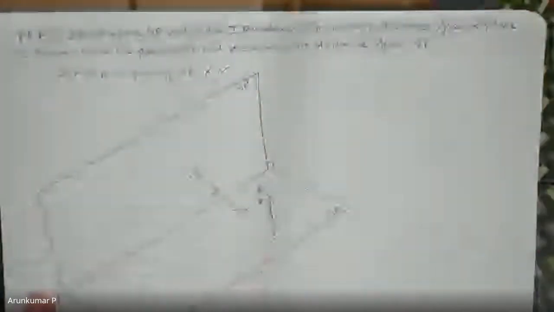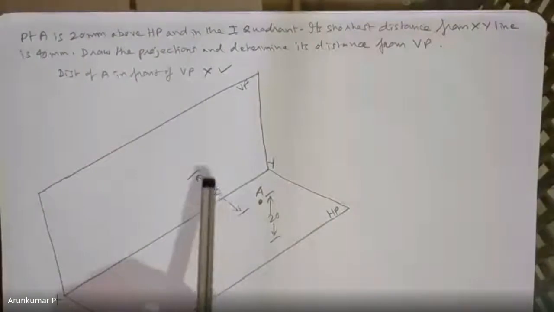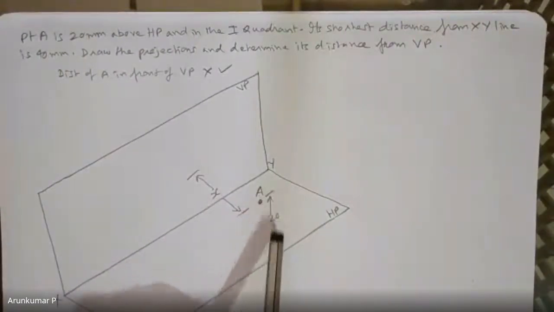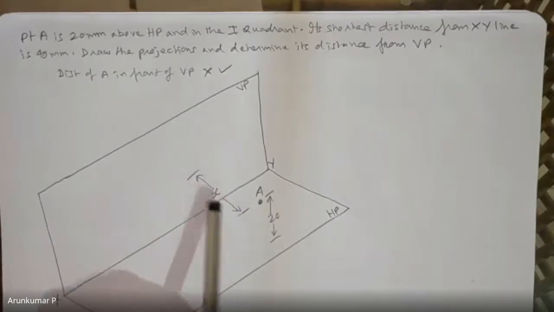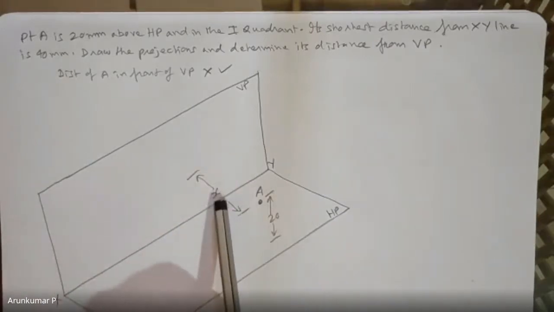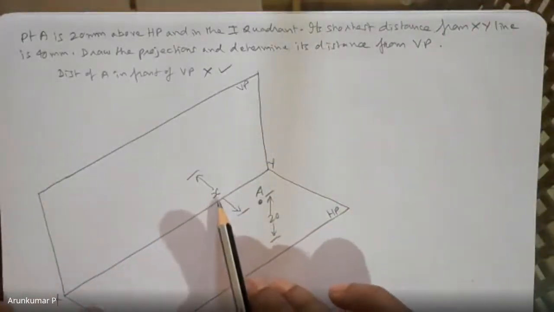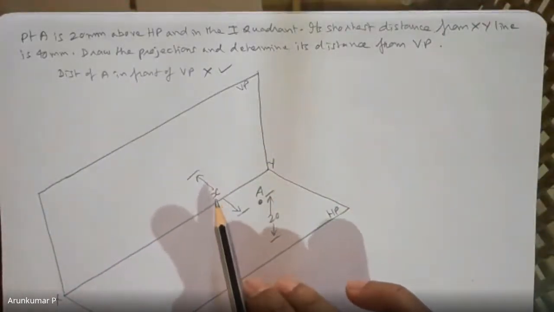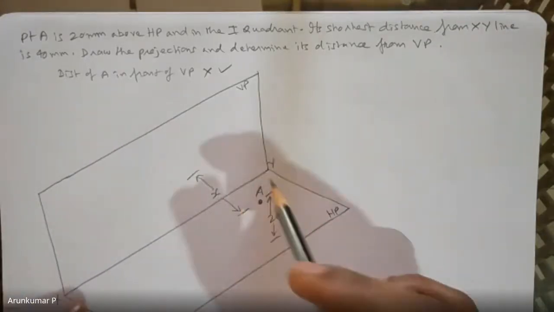You can see the distance is X. So X distance in front of VP and 20 mm above HP. This X, how much this point is in front of VP, is not given. That is why I put it as X. We don't know what this value is. You have to find out this value. Okay. Now, assume that this X was some random value, 30 mm, 40 mm, whatever it is.